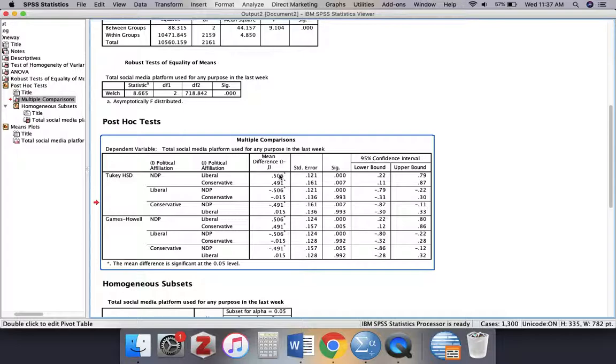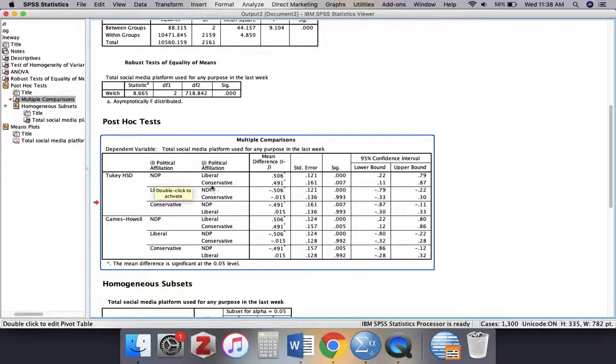To know if this mean difference is actually statistically significant, we're going to look at the significance test here, which is our p-value, okay? And it's saying, yes, this mean difference is statistically significant. So these two groups are different on their weekly social media use, okay? And the NDP people actually use social media more than the liberals. So you'll need to use those two pieces of information.